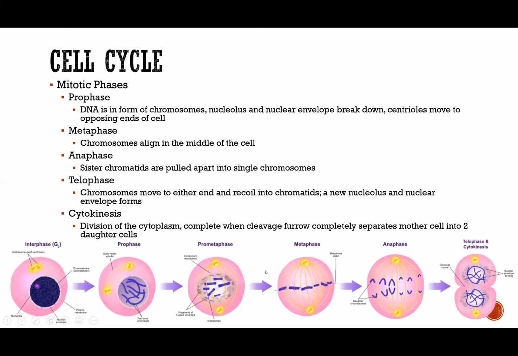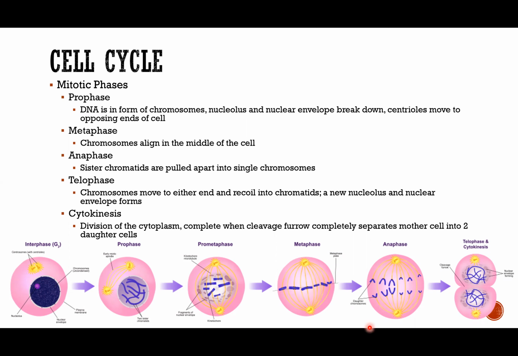Then we get to metaphase. This is when our chromosomes are all lined up down the middle and our centrioles are on the opposite sides. In anaphase, we start to split. The sister chromatids, which are basically each part of the chromosome, are split apart into single chromosomes.